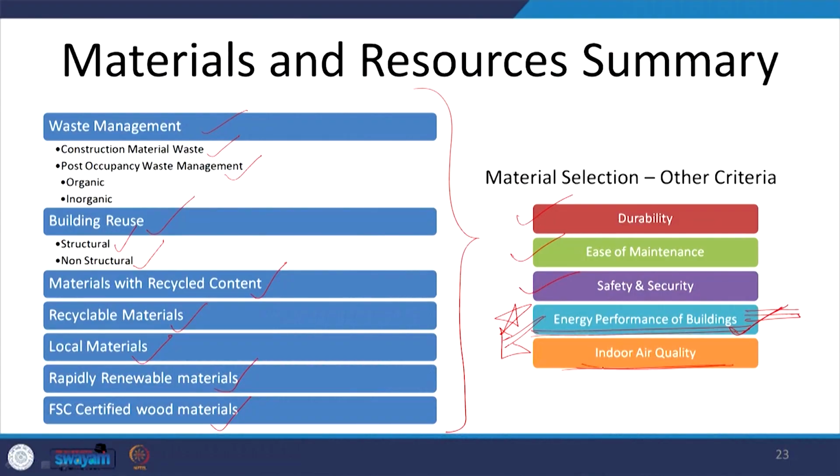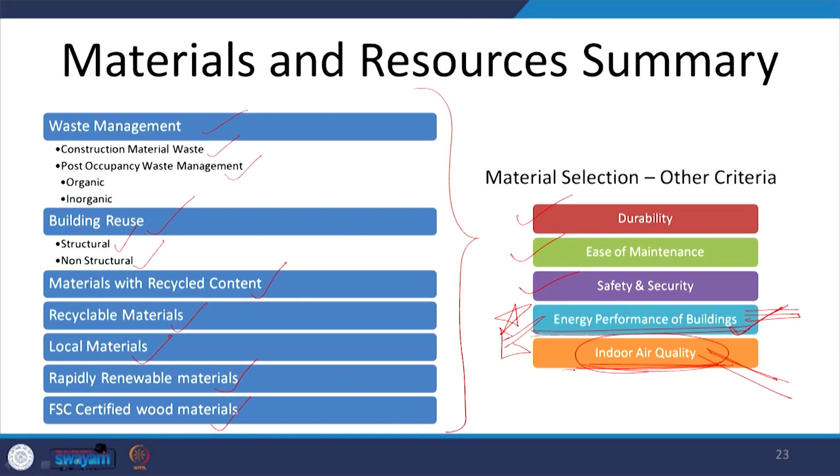So, how the materials should be selected and how they affect indoor air quality, this part we will cover as part of our discussion on indoor environment quality. So, the different criteria, the VOC value and all other properties will be discussed along with indoor air quality as part of the indoor environment quality lectures. I will conclude this discussion for this week on materials and resources here.